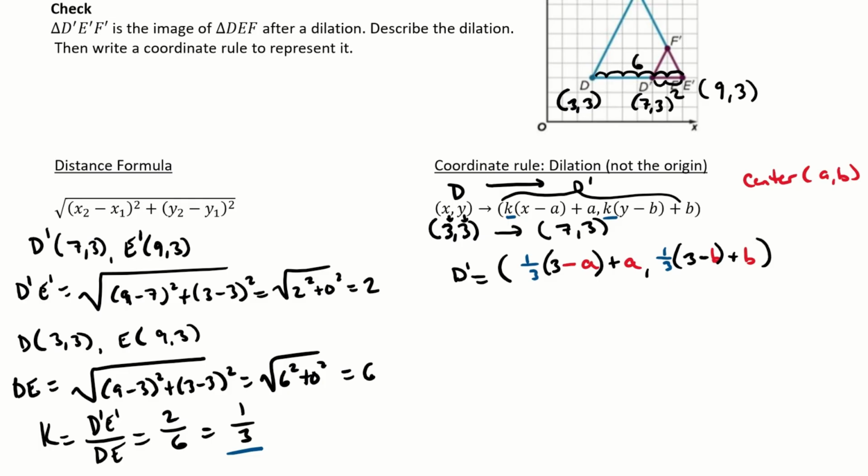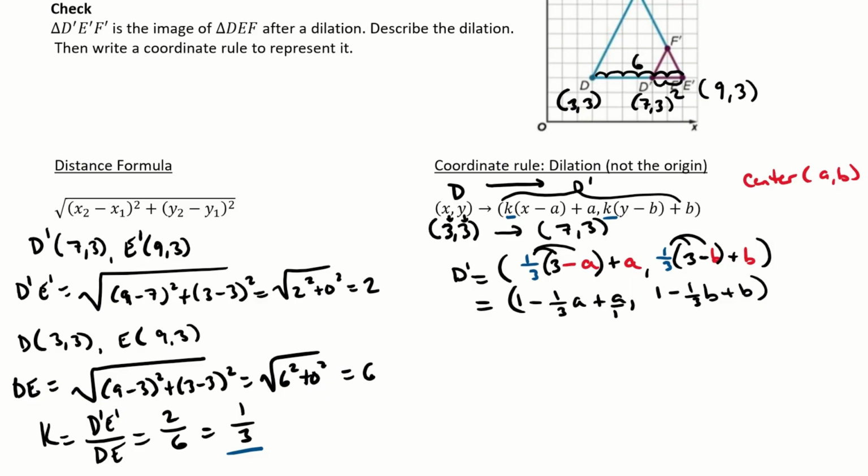All right. So again, we're gonna distribute all that good stuff. 1/3 times 3 is 1. 1/3 times a is 1/3 a, so we get 1/3 a plus a. 1/3 times 3 is 1, and 1/3 of b is just 1/3 b plus b. Okay, remember we need a common denominator.